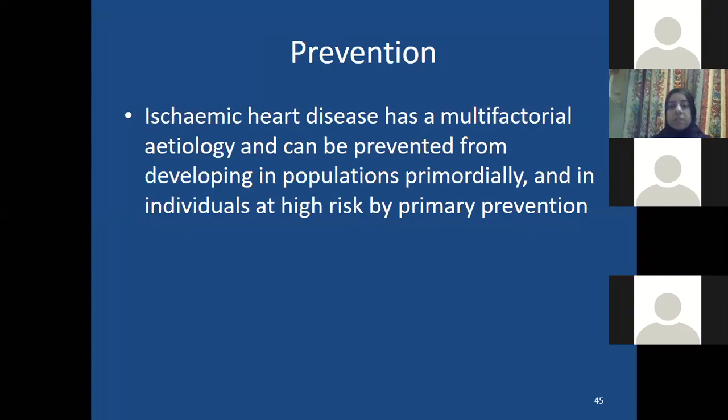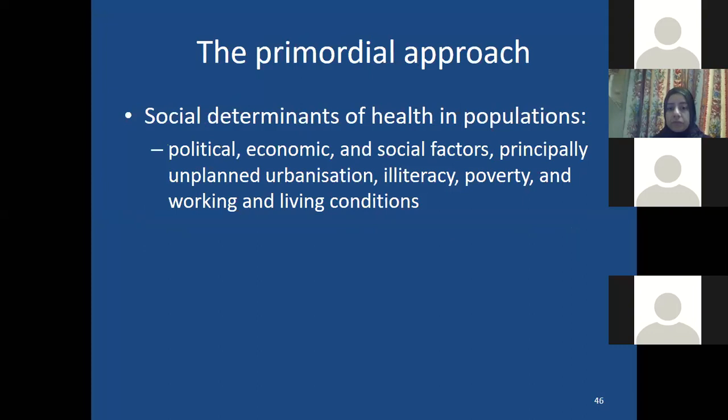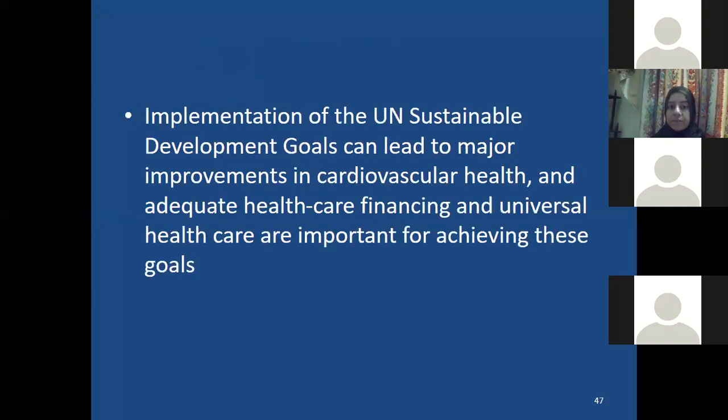What's the prevention? It's again multifactorial. Okay? For primordial prevention, you need to work on social determinants of health in the population, such as your political, economic, and social factors, principally when there's unplanned urbanization, illiteracy, poverty, and poor working and living conditions. Now there are the UN Sustainable Development Goals. Earlier we had the MDGs, Millennium Development Goals. Now we have the Sustainable Development Goals, which involve improvement in cardiovascular health and adequate healthcare financing, universal healthcare, which are important for achieving these goals.